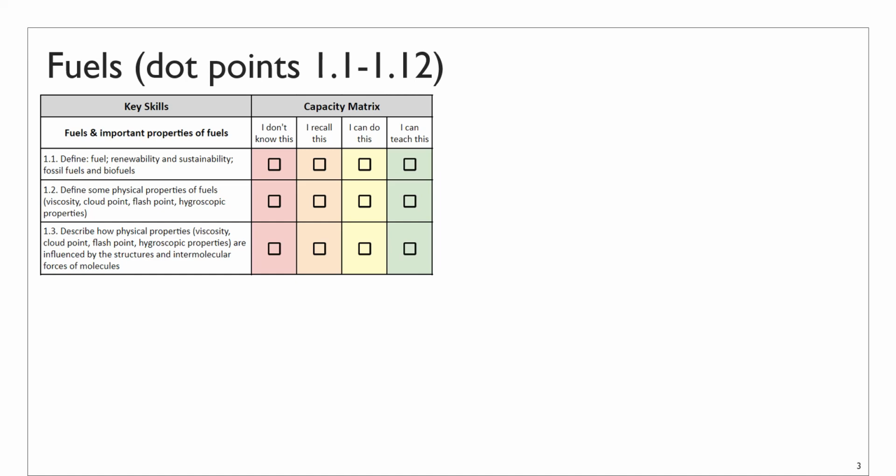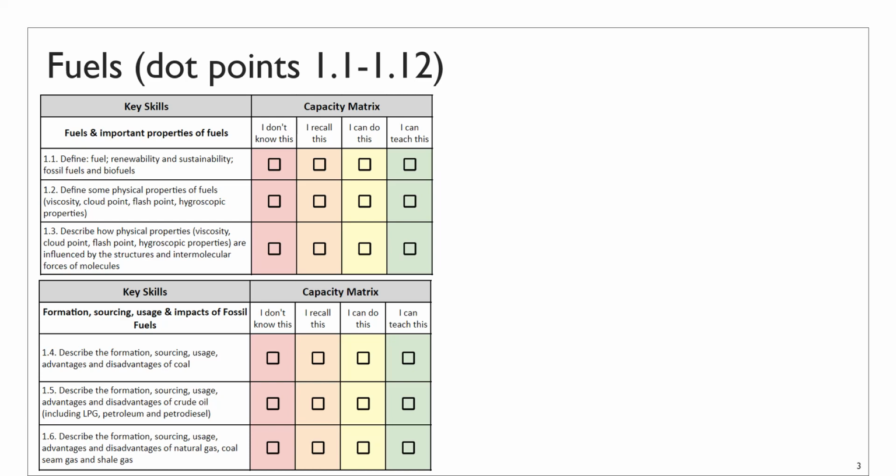So the first three sets of dot points look at basic definitions, essentially. So the definition of fuel, renewability, sustainability, and then the definitions of some of the key physical properties that we tend to look at for this topic. So cloud point, flash point, viscosity, hygroscopic properties. And you need to understand the basics of how to describe and compare the differences in these physical properties, which basically comes down to intermolecular forces.